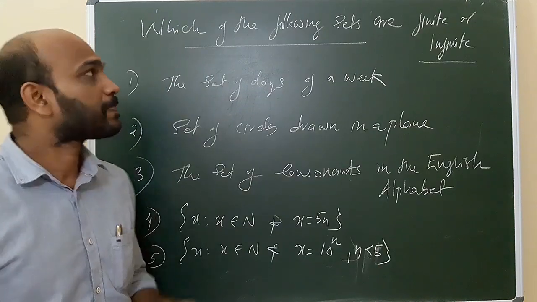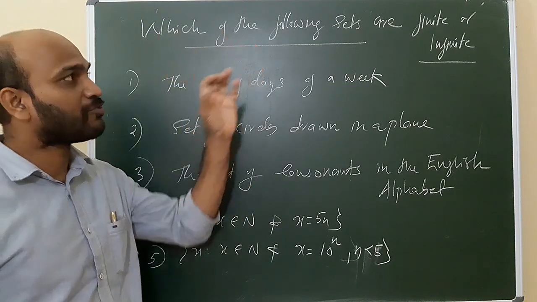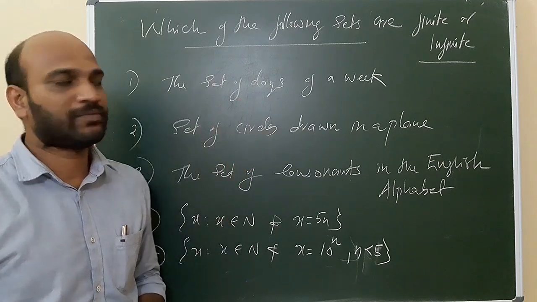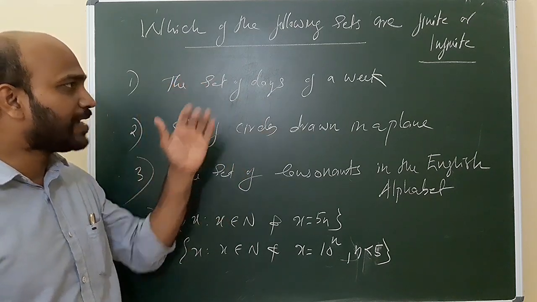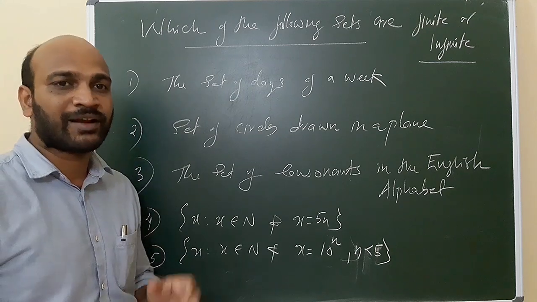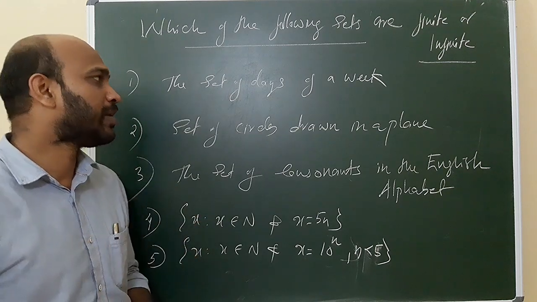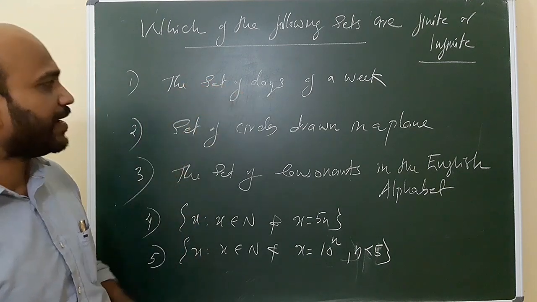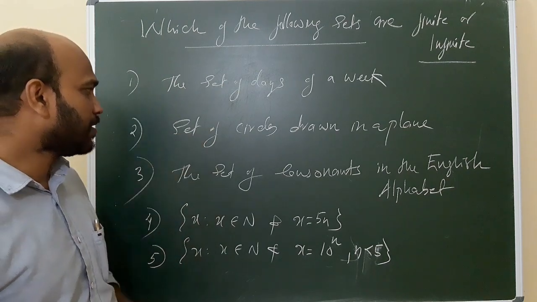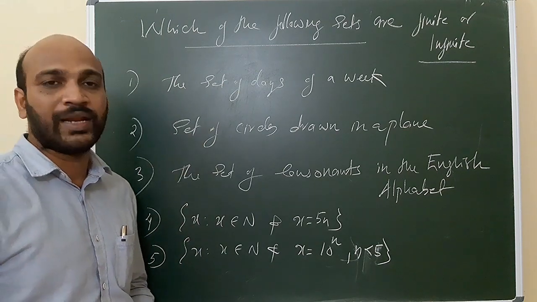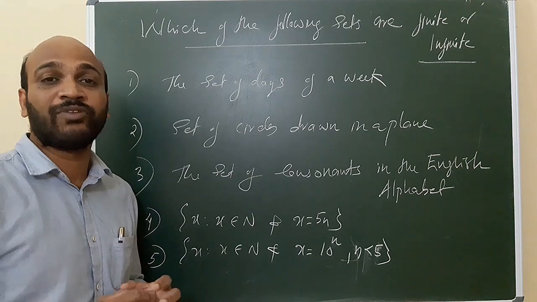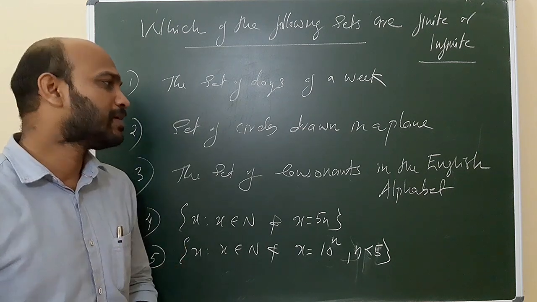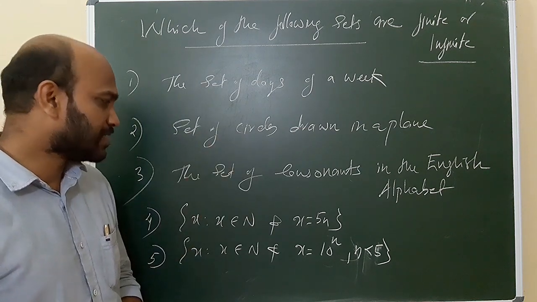Consider the next question. Which of the following sets are finite or infinite? First, the set of days of a week. Clearly there are a finite number of days, so it is an example for finite set. Second one, set of circles drawn in a plane. We can draw infinitely many circles in a plane, so this one is an infinite set.